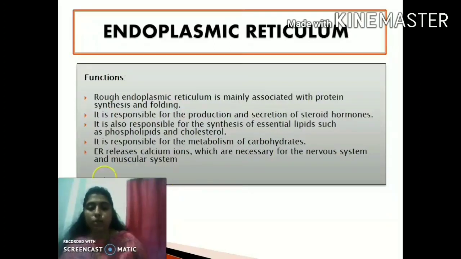And so here you can see that the endoplasmic reticulum releases calcium ions, which are in turn necessary for the proper working of our nervous system and muscular system. So these are the different important functions of the endoplasmic reticulum. Please try to remember each of them. Clear?